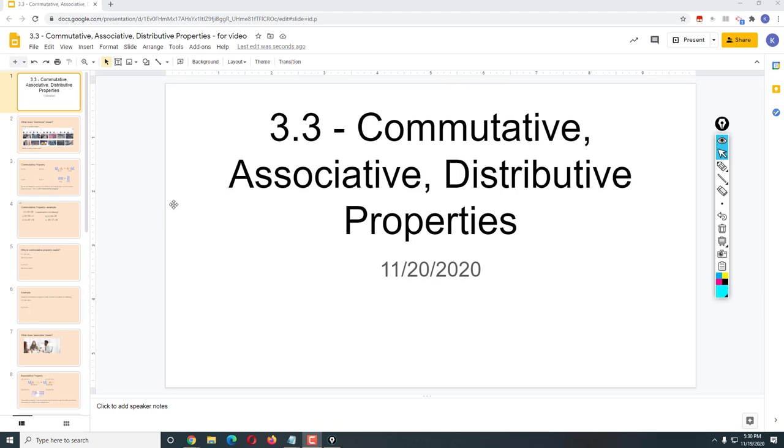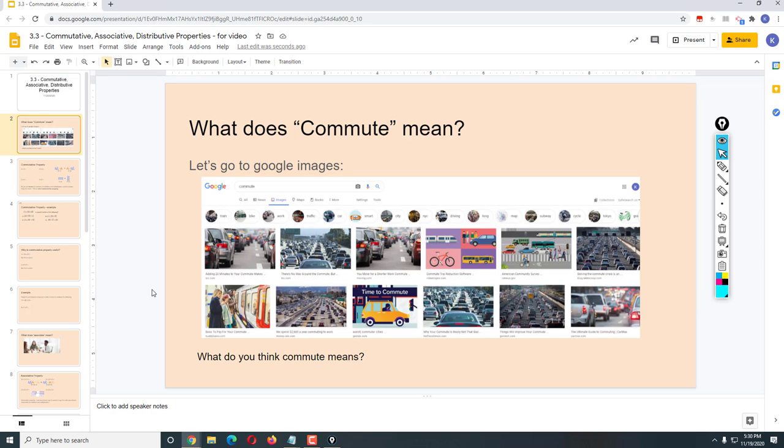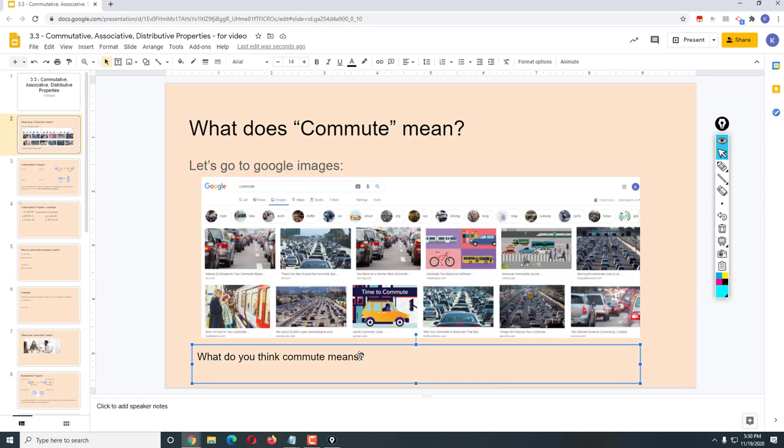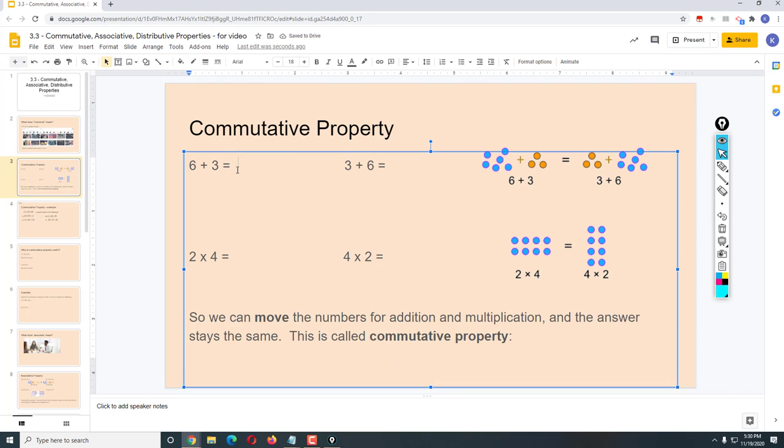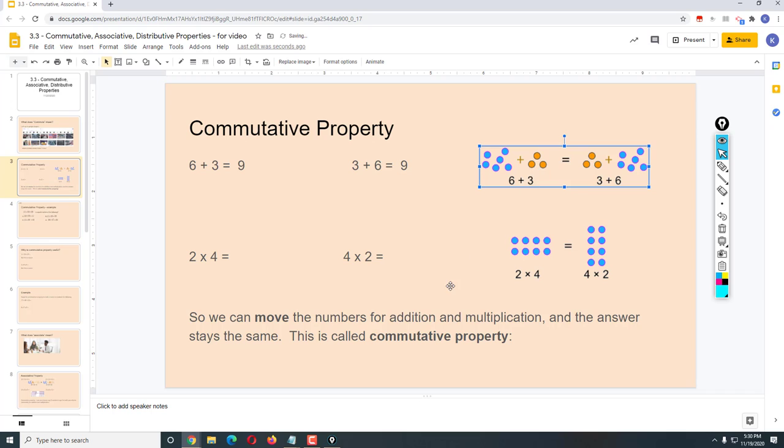3.3 Commutative, Associative, Distributive properties. Commute means to move around. Now, we know 6 plus 3 is 9. 3 plus 6 is also 9. That makes sense, as we can see here.